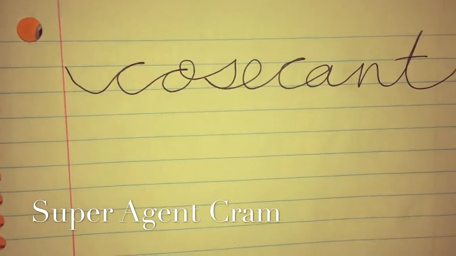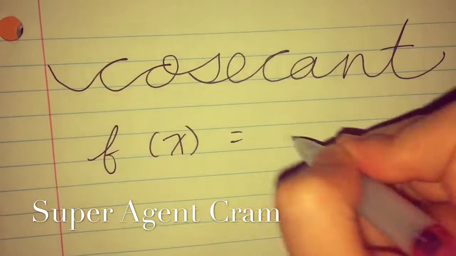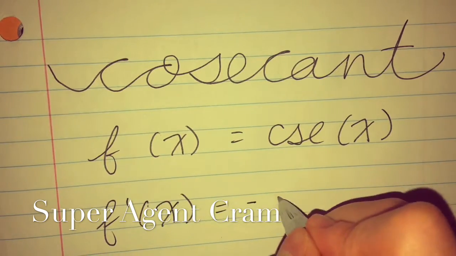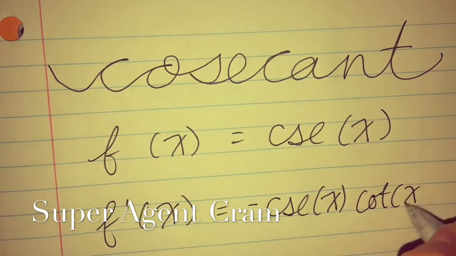If you have a function f of x equals cosecant of x, then the derivative of that function equals f prime of x equals negative cosecant of x times cotangent of x.